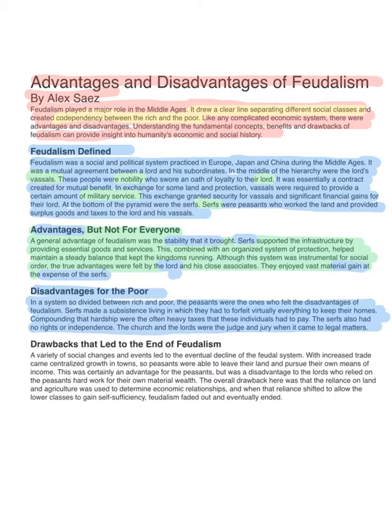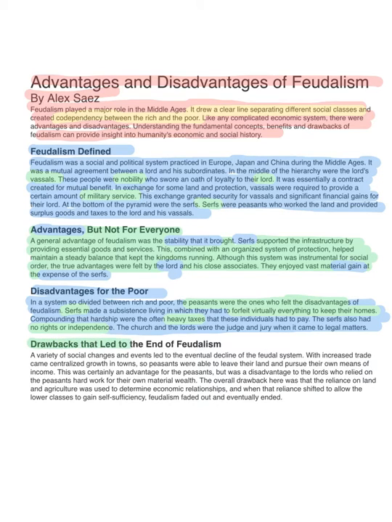So what's happening there? They had no rights or independence. The peasants were the ones who felt the disadvantages. The serfs made a living in which they had to forfeit everything to keep their homes, and they had to pay heavy taxes. Well, wait, this doesn't seem right. I mean, these lords are making money, and these serfs are paying all the money and doing all the work. I could see this is not going to last very long. Well, we'll see.